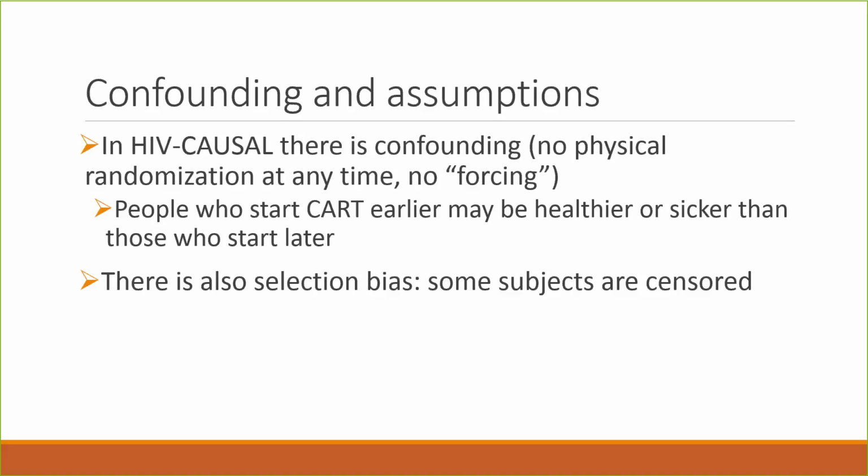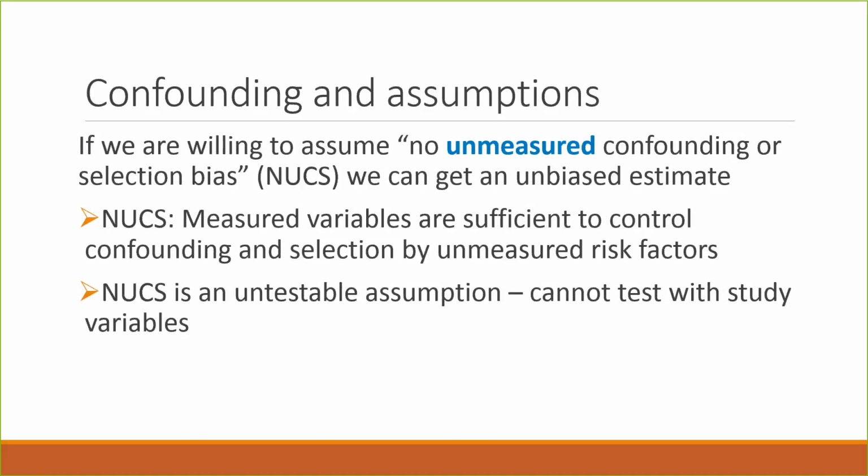And again, there's also selection bias. Some subjects are censored. The people who don't get monitored for 12 months may be healthier or sicker than those who do. So the censoring likely creates a form of selection bias. So you can't assume no confounding or selection bias. That's completely unreasonable. But we might be able to reasonably, or approximately, assume no unmeasured confounding or selection bias. And if we can do this, we can, in principle, get an unbiased estimate of our causal effect of interest.